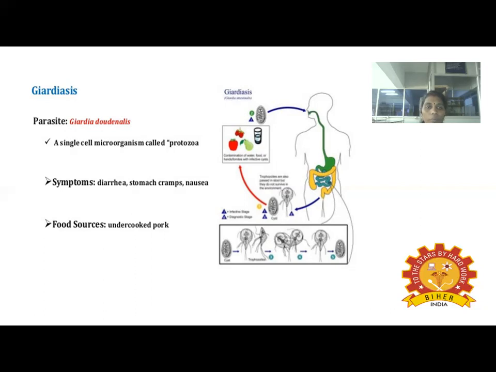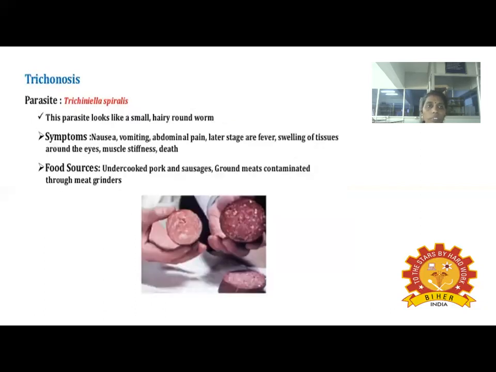Okay, next, trichinosis. The parasite Trichinella spiralis. This parasite looks like a small, hairy, round worm. The symptoms: nausea, vomiting, abdominal pain. The later stages are fever, swelling of tissue around the eyes, muscle stiffness, and sometimes it will lead to death also. Okay, so see how it creates a serious problem.